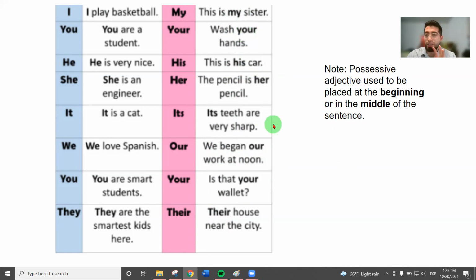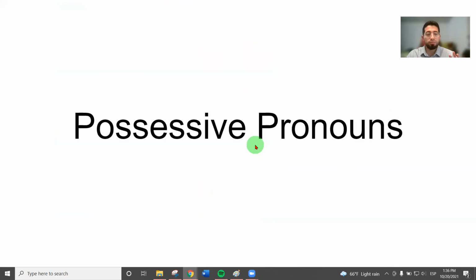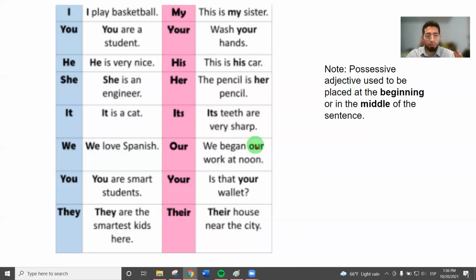So it could be placed in both places, right? Puede ser ubicado at the beginning of the sentence, al comienzo de la oración, or in the middle, o en la mitad, ¿ok? So it's just a small tip, right? Muy bien. Here we have another example, right? Aquí tenemos algunos otros ejemplos.